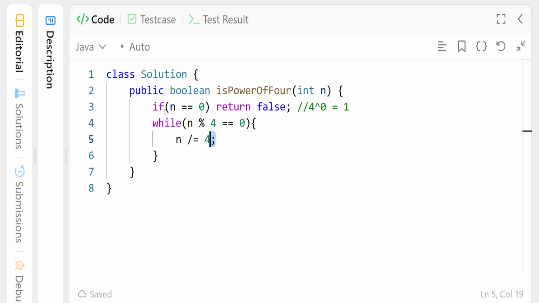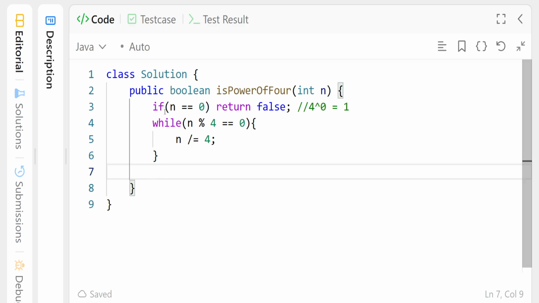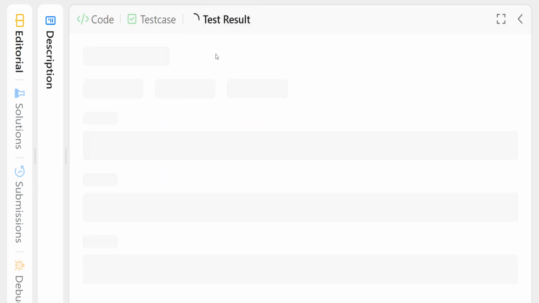Yes. Divide 16 by 4, we'll get 4. N equals 4. Is 4 divisible by 4? Yes. Again divide by 4, you will get 1. Once you get 1, we'll check again. Is 1 divisible by 4? No, we're not getting 0. It means the while loop is done. We'll come here, where n is equal to 1. So we'll say if n equals 1, return true, otherwise return false. Right? This is a very simple approach that you can do mathematically.